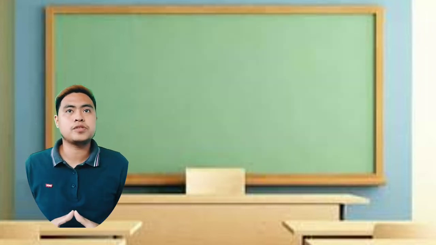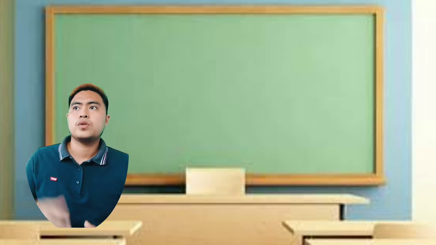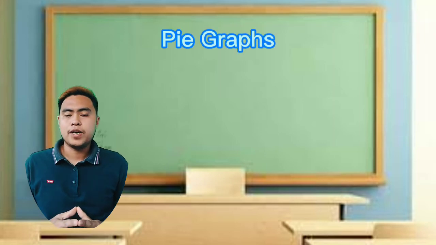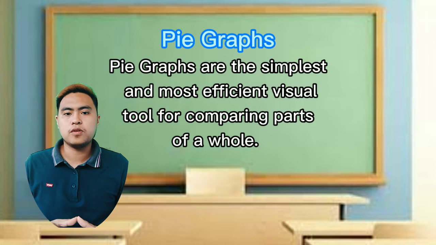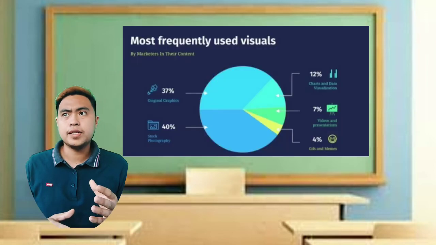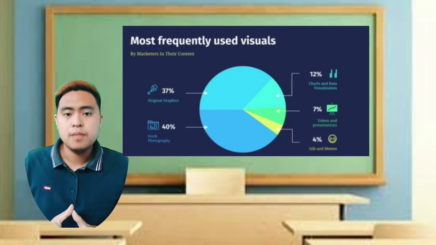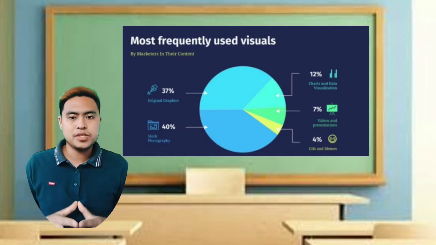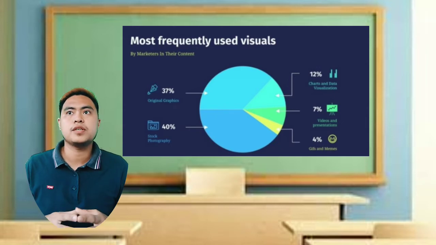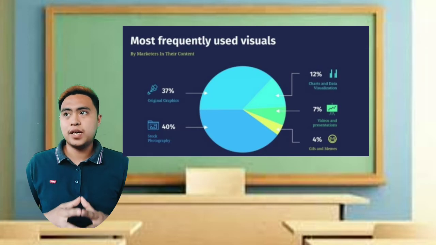Next is pie graphs. Do you have an idea about pie graphs, class? Okay, that's good, very good. Pie graphs are the simplest and most efficient visual tool for comparing parts of a whole. For example, a pie chart can quickly and effectively compare various budget allocations, population segments, or market research question responses. And that is pie graphs.